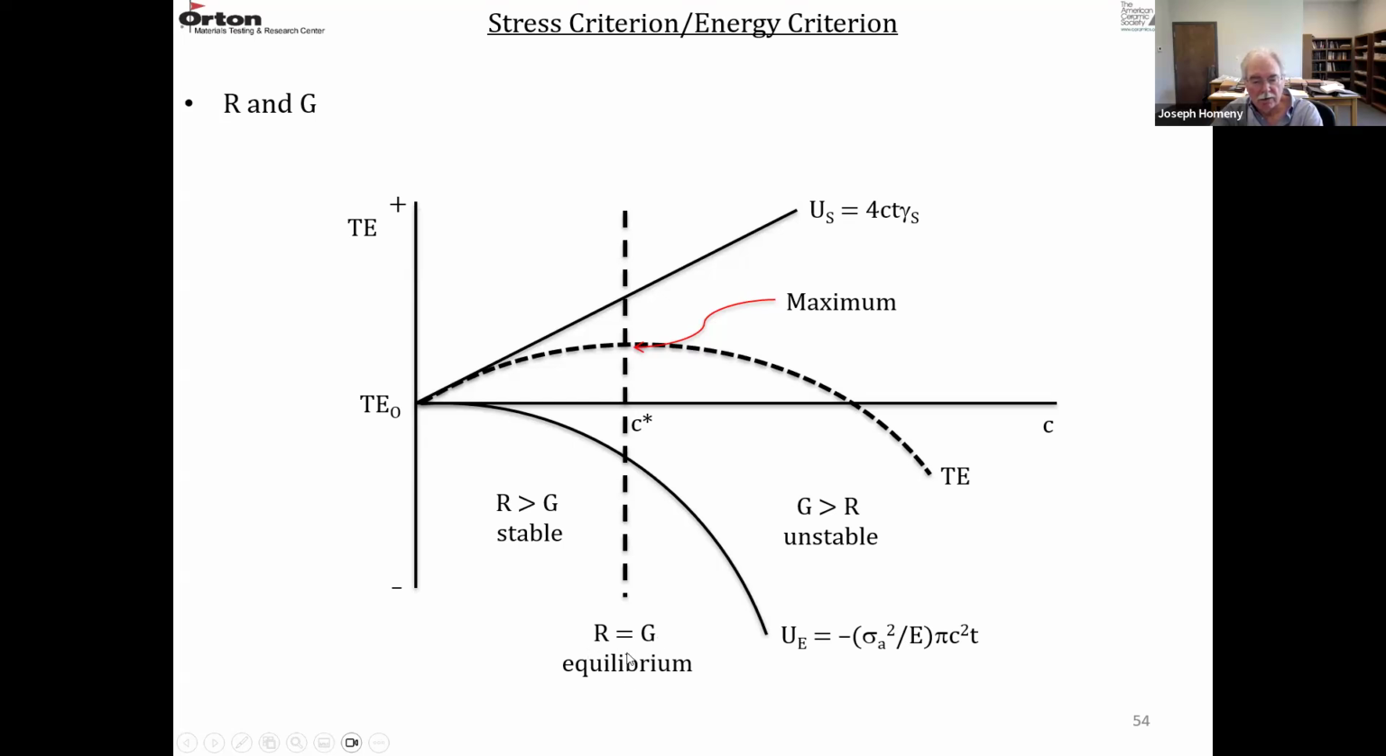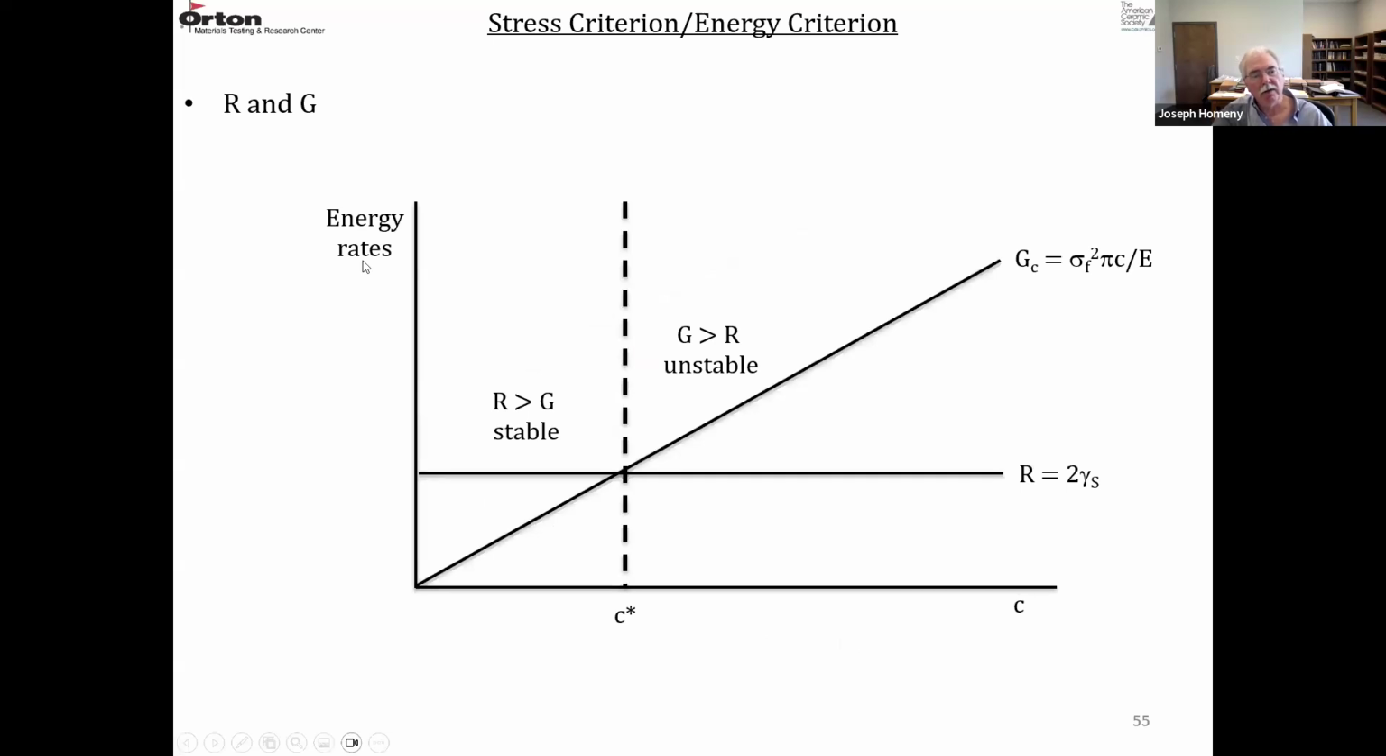When R equals G, that's the equilibrium point right at the critical flaw size. Below this flaw size, the crack growth resistance is greater than the strain energy release rate. So R is greater than G. We're in a stable situation. The crack doesn't grow. But when G becomes greater than R, this becomes unstable and failure takes place. It's just another way of looking at this type of plot in terms of the crack resistance and the strain energy release rates.